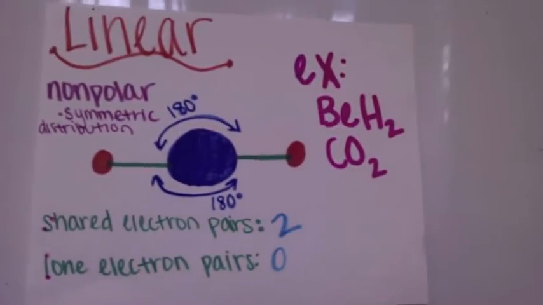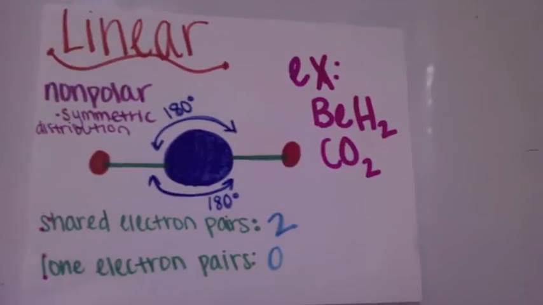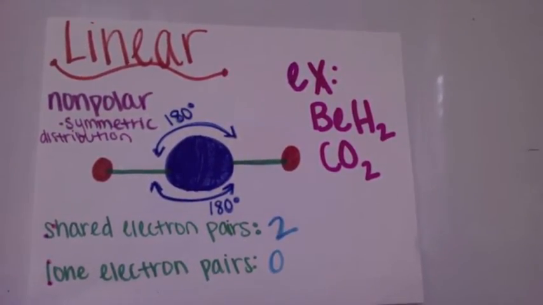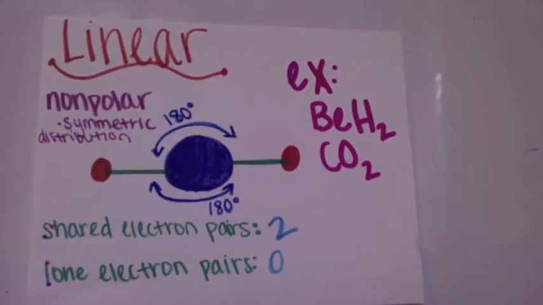The linear shape model is nonpolar, which means it has symmetric distribution. Its bond angle is 180 degrees. It has 2 shared electron pairs but 0 lone electron pairs. Examples include carbon dioxide and beryllium hydride.